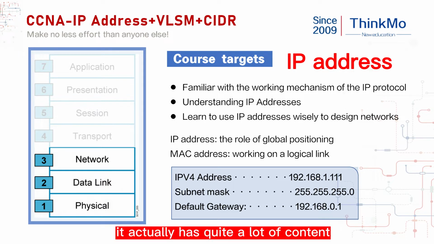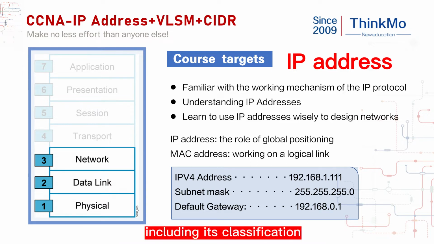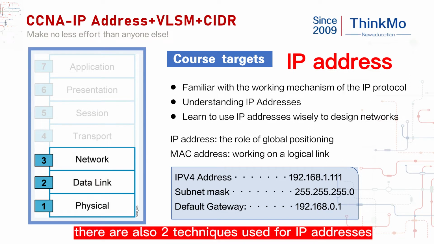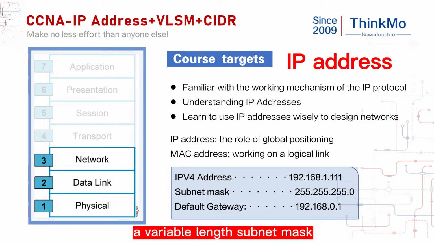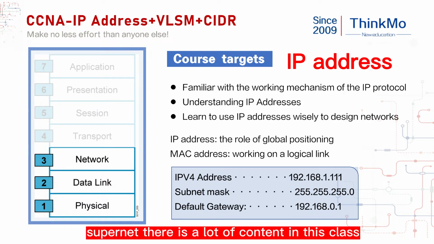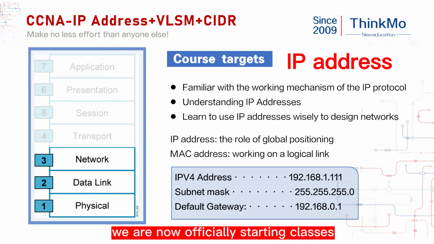It actually has quite a lot of content. We're going to talk about the basic components of an IP address, including its classification, and some special IP addresses. There are also 2 techniques used for IP addresses: the variable length subnet mask, called VLSM, and supernet. There is a lot of content in this class, so I hope you will listen carefully. We are now officially starting class.